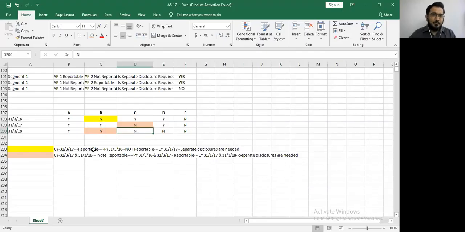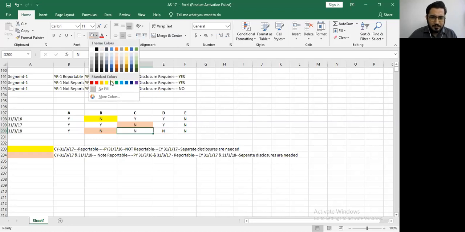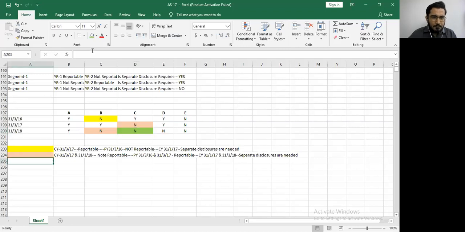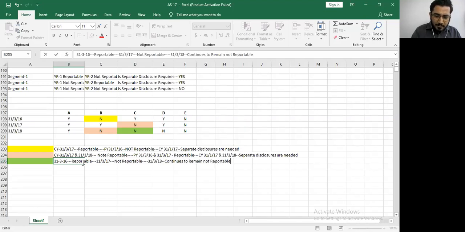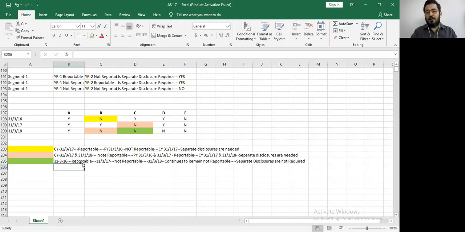And there we talk about this segment. So let's focus on this segment. In this segment, on 31st March 2016, it was reportable. 31st March 2017, not reportable. 31st March 2018, ध्यान देना, continues to remain not reportable. Then in this case, separate disclosures are not required. Are you understanding what I'm trying to say? In this case, separate disclosures are not required.